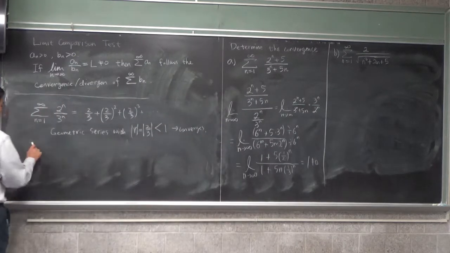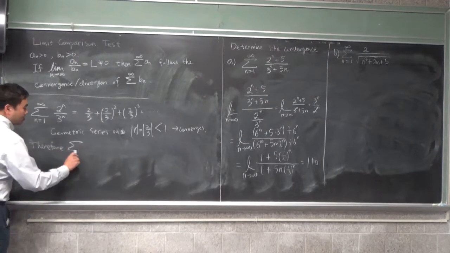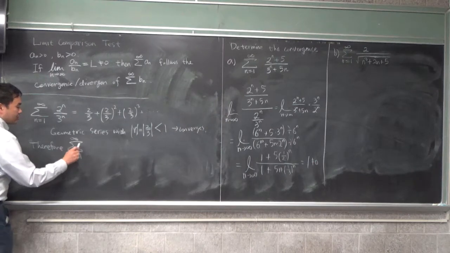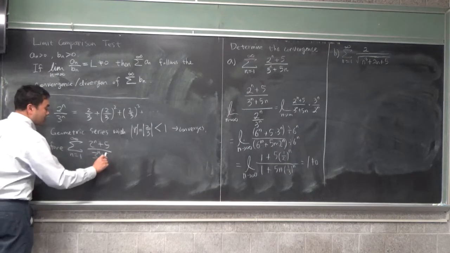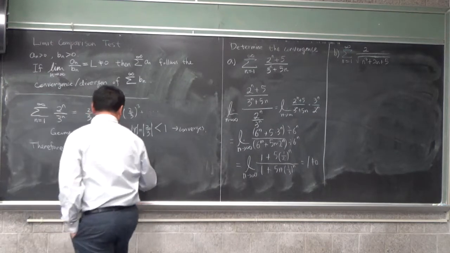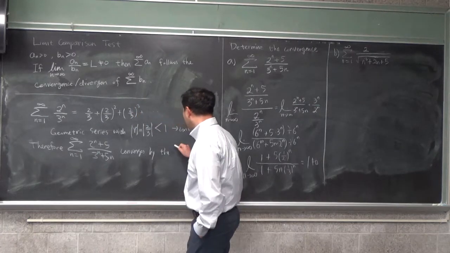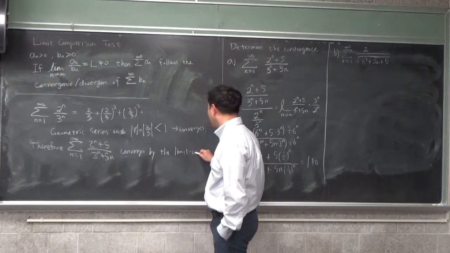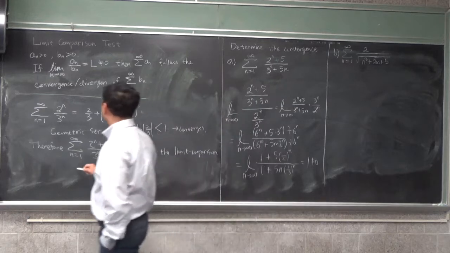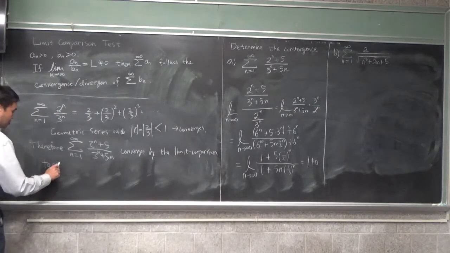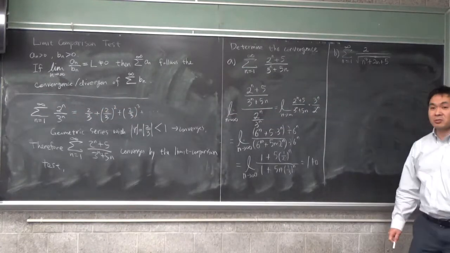And therefore, summation n from 1 through infinity of (2 to the n plus 5) over (3 to the n plus 5n) converges by the limit comparison test. So that's what I mean by using the limit comparison test.